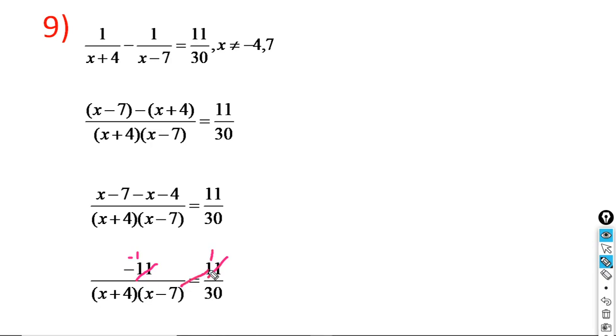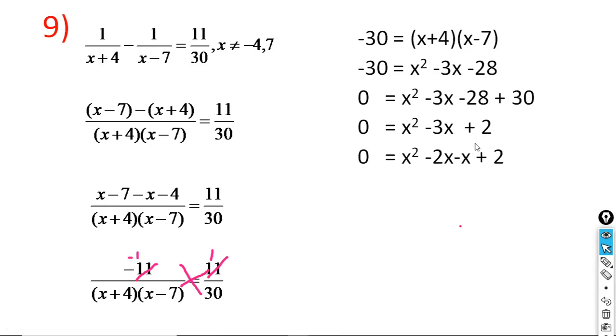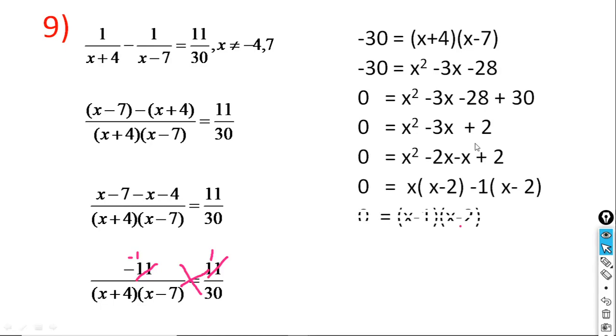In the next step, by performing cross multiplication, we are left with minus 30 is equal to x plus 4 into x minus 7. We multiply the right hand side and then shift 30 to the other side, and we get a quadratic equation x square minus 3x plus 2. By middle term splitting, we get the factors x minus 1 and x minus 2. So the value of x is 1 and x is 2.